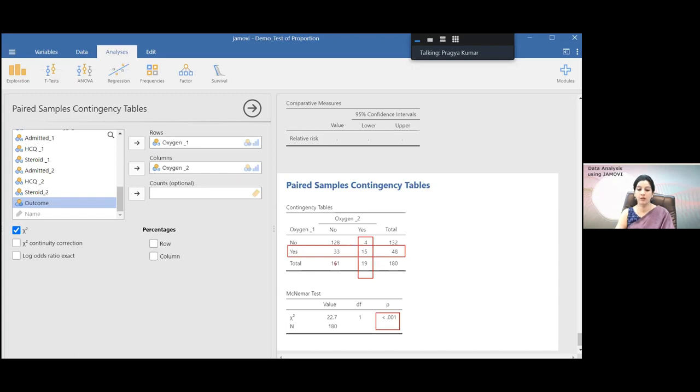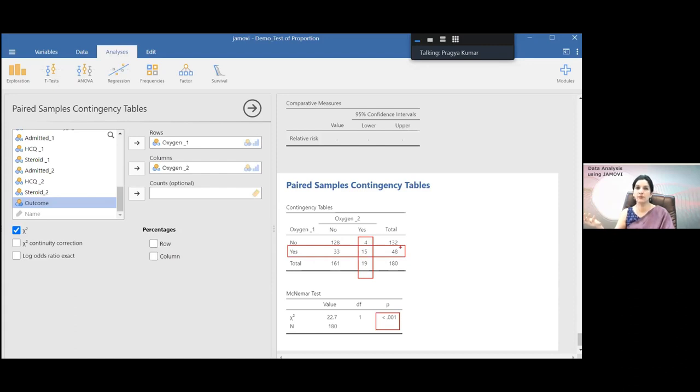Because see, we are only calculating the margin. This is one margin and this is one margin. So you need to focus only on this 19 and 48. That's why I'm not clicking on any of these row and column percentages. So 26% and 10.5%, you can write that 26% of the people required oxygen at the time of admission, which decreased to 10.5% at the time of discharge, which was significant. And you can give the value of chi-square along with its p-value.